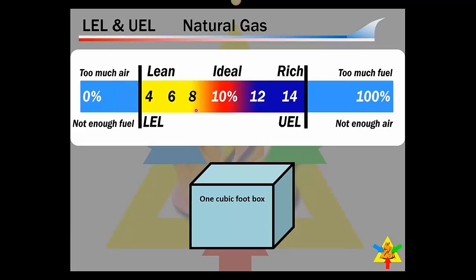But you can see we go this direction, we start to lean out. And as we lean out, we'll have problems. We go this direction, we'll start to get too rich, and we'll have problems. Okay, so one of the key things about combustion analysis is understanding our air-fuel ratio. And that is what makes our appliance burn properly and efficiently.